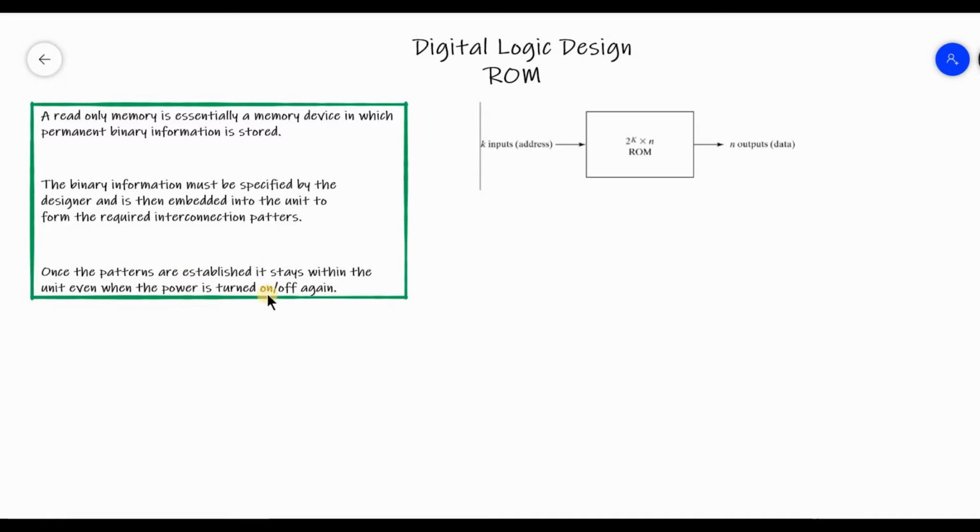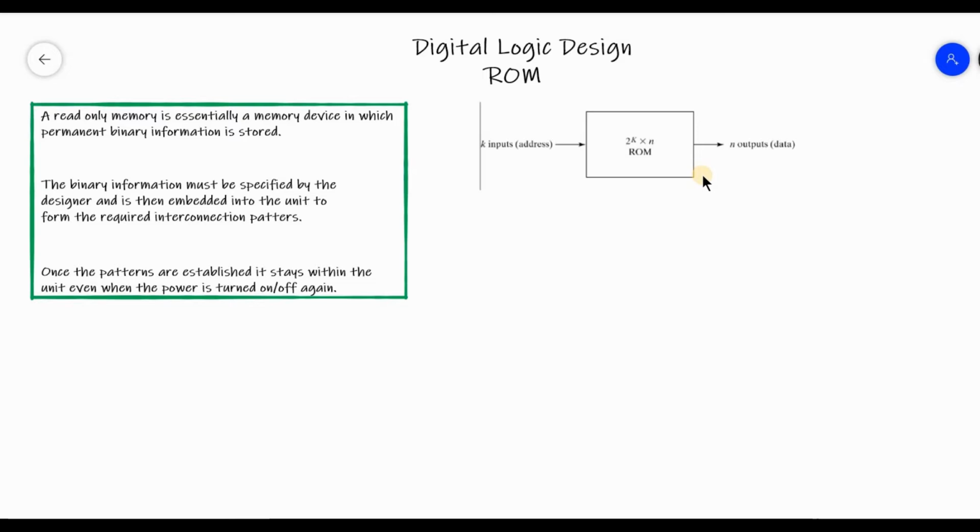Once the patterns are established, they stay within the unit even when the power is turned on and off again, making it a non-volatile memory. Even if we turn off the computer or the device, unlike RAM, the programs inside it will never be erased. A ROM looks like this when we express it in terms of block diagrams. We enter addresses as input and we get the data from that particular address as output from the ROM.